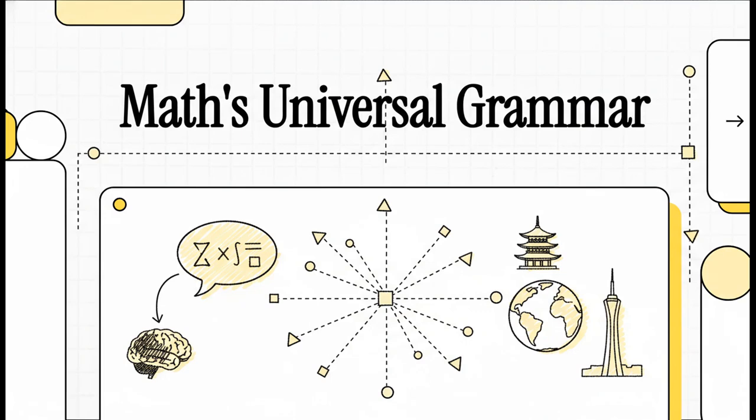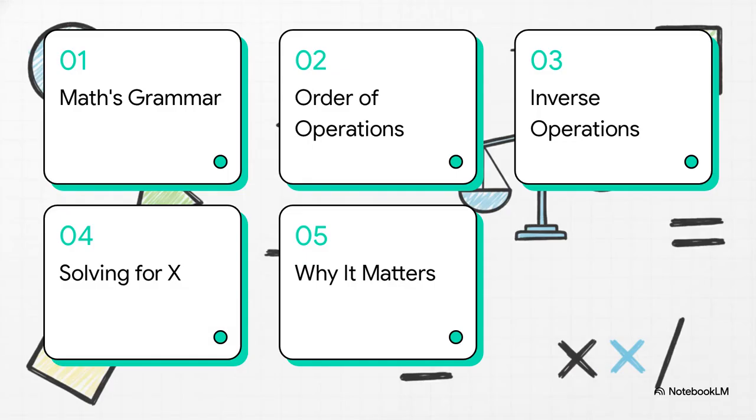Math is really its own language. And just like any language, it has rules, a kind of universal grammar. It's the reason an equation means the exact same thing whether you're in Tokyo or Toronto. So today, we're going to unpack the fundamental rules that make this whole language of math and physics actually work for everyone, everywhere. So here's what we're going to do.